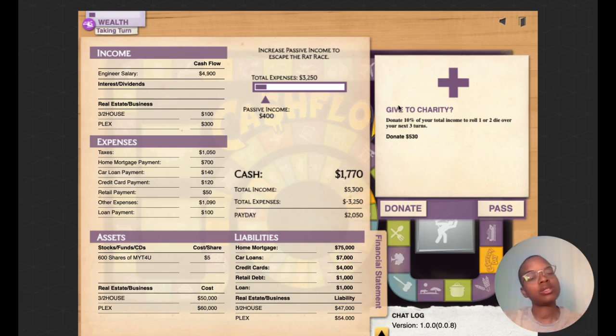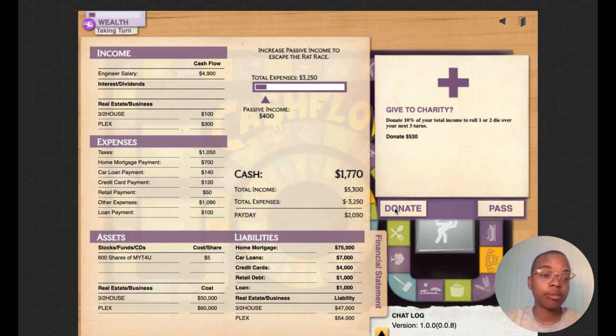So this one says give to charity, donate 10% of your total income to roll 1 or 2 dice over your next 3 turns. So donate $530. For me, I personally believe in charitable giving. I think that's a very important part of the journey.